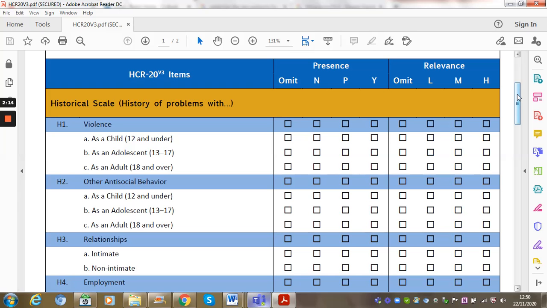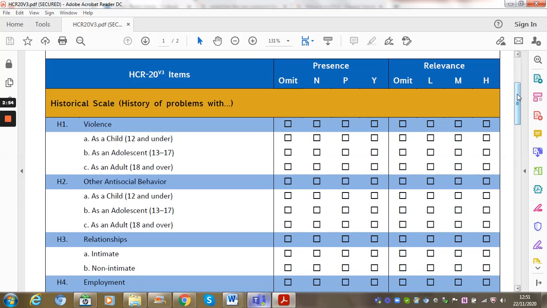N, you tick to say, no, there is definitely no presence of this issue. So you've looked into it and all the accounts suggest, rather than a gap in the records, that the records are well kept, but there's just no suggestion of whichever of the H1, H2, H3, etc. issues you're looking at being a factor. P, possible. So there is a suggestion that something might be going on, but you're not wholly sure what, and you would need to explain the ambiguities, the confusions in the presentation. Y: yes, there is definite evidence of this thing.